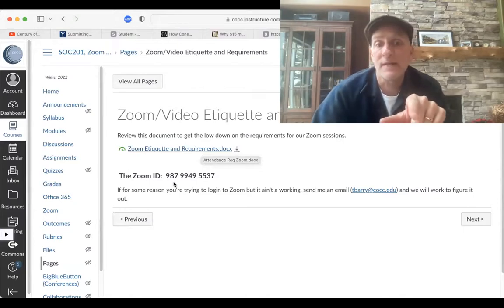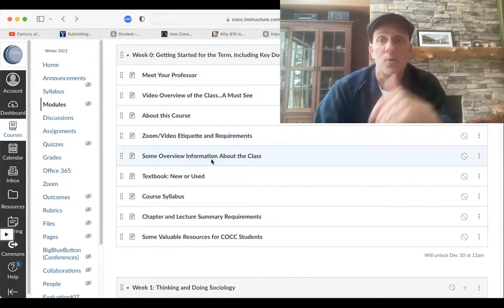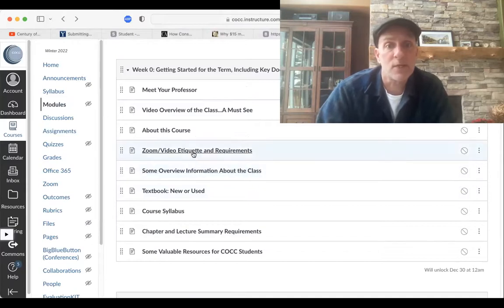And then here's the Zoom ID for those in the Zoom-based class. There's the Zoom ID. And we use that Zoom ID throughout the course of the term. I will usually be in class 15 minutes before the start of the class if you want to jump in and chat, or if you have any questions you want to talk about.